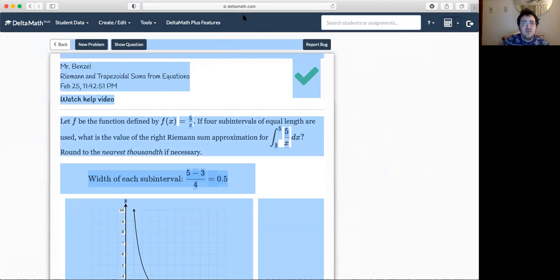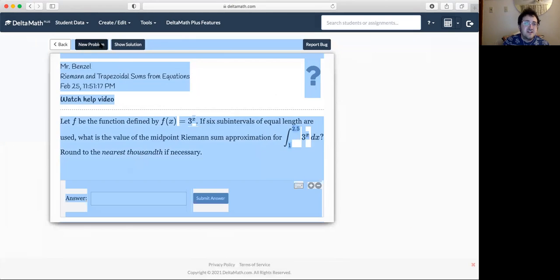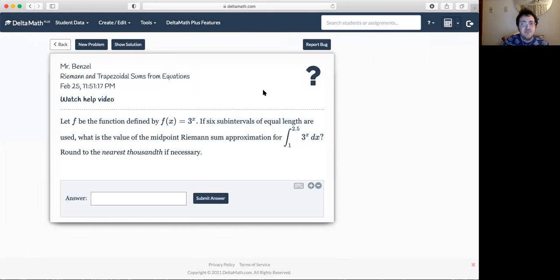All right, let's look at another one. I think it's just good to keep on doing these and getting the patterns of them. They actually do give you different types of functions as well. This one is a midpoint one, and I'm glad that we have a midpoint one. So we're going to have 6 subintervals of equal length, and we're using the midpoint Riemann sum.